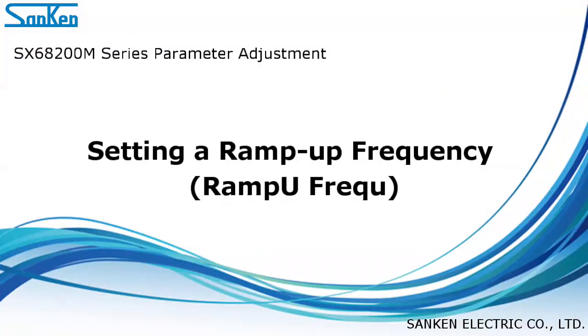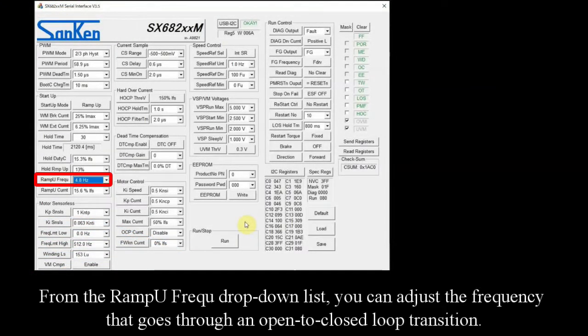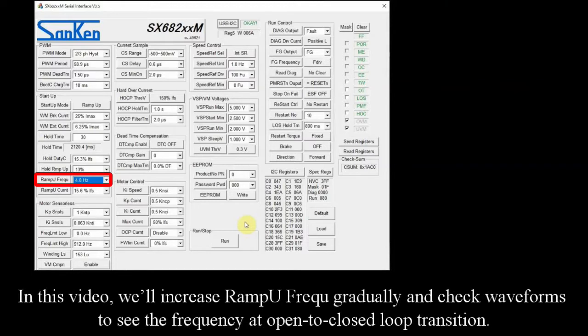In this video, you will learn how to set ramp-up frequency on the GUI. From the ramp-up frequency drop-down list, you can adjust the frequency that goes through an open to closed loop transition. In this video, we'll increase ramp-up frequency gradually and check waveforms to see the frequency at open to closed loop transition.